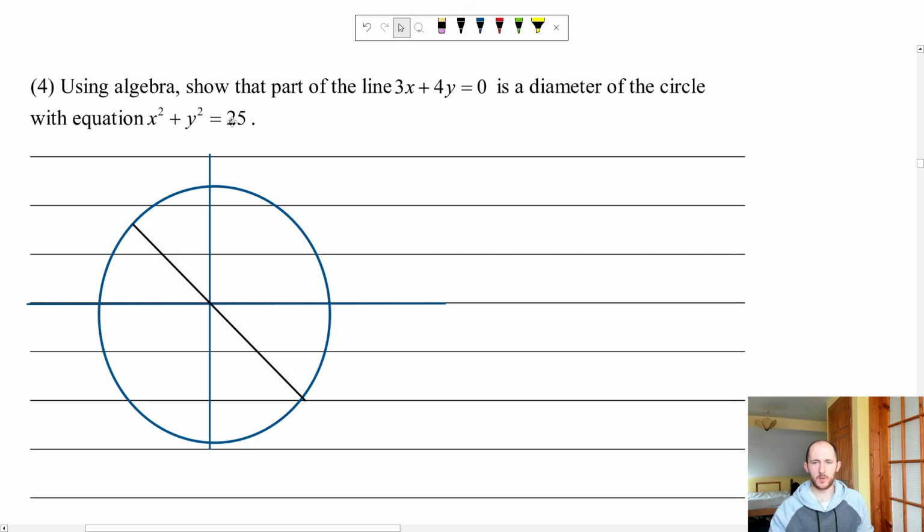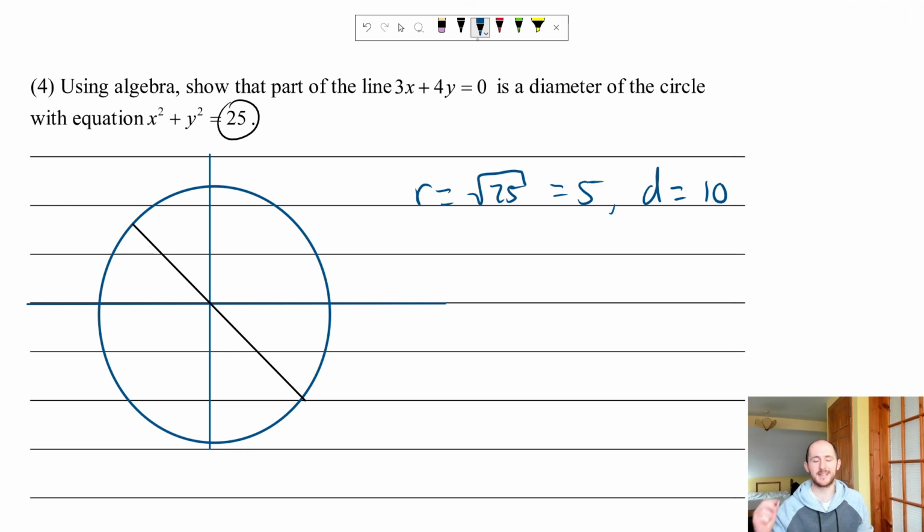Well, if you remember this equation here, this x squared plus y squared is 25. This part is actually the radius squared. So the radius is equal to the square root of 25, which is 5. Which means the diameter should equal 10. Right? So it should be 5 from here to here and 5 from here to here.